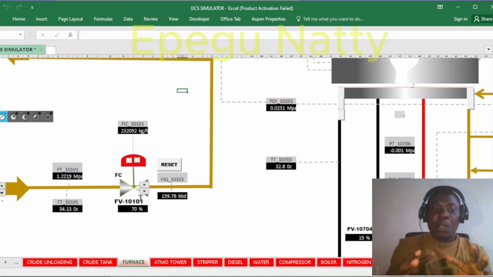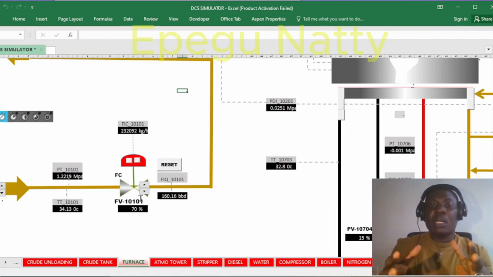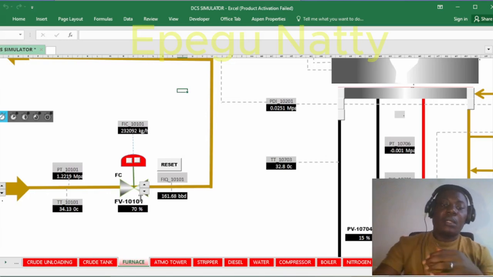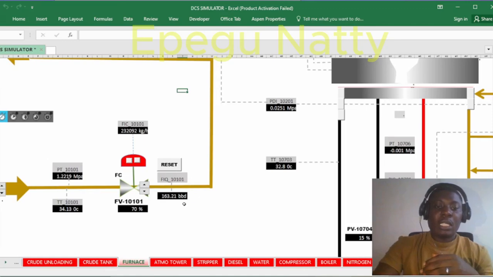Now with this, we are going to explain what actually is going on inside the pump, so that you can actually understand. Okay, so let's go back. As you can see, our FIQ has gotten up to 164 barrels per day and still counting.